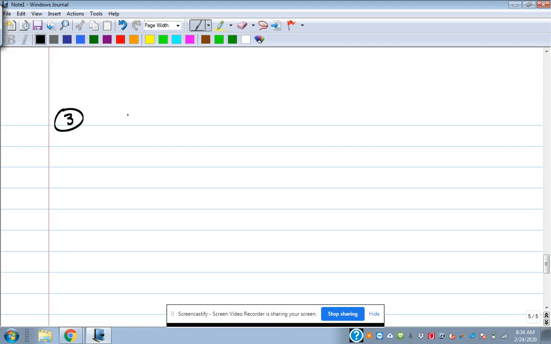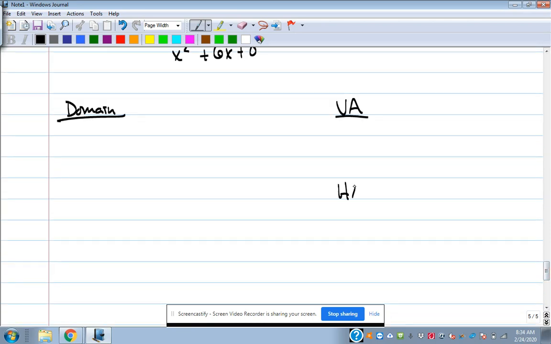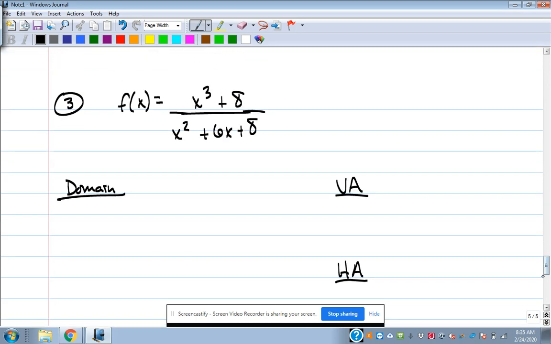All right, let's look at the third one here. X cubed plus 8 over x squared plus 6x plus 8. That's our rational function. And we're going to do the same things. We're going to find the domain, the vertical asymptotes, the horizontal asymptotes, and obliques, if those exist. We don't know if they do yet. So where do we start?